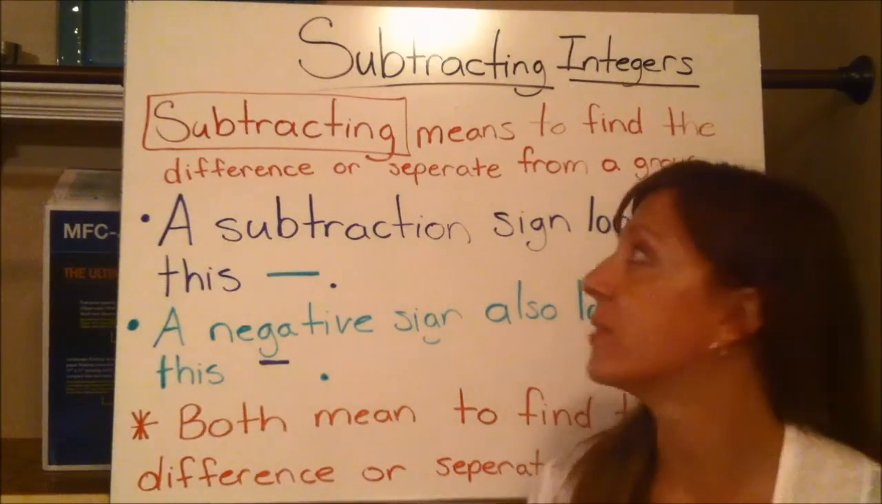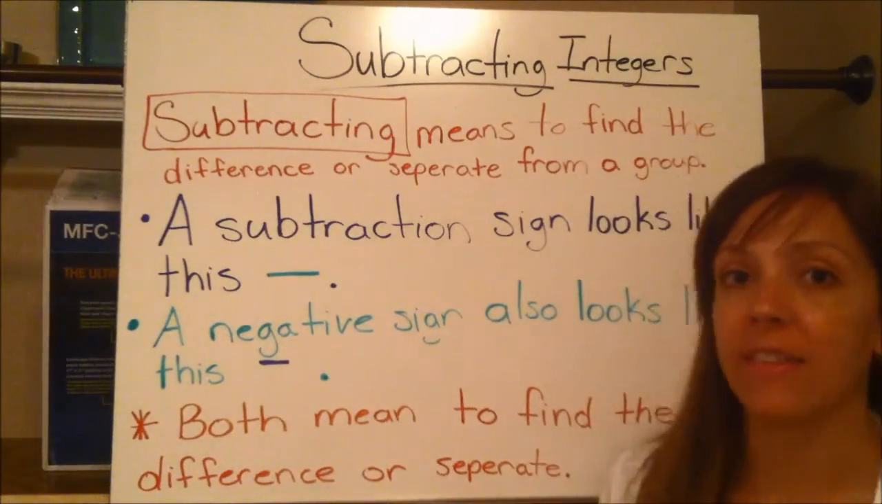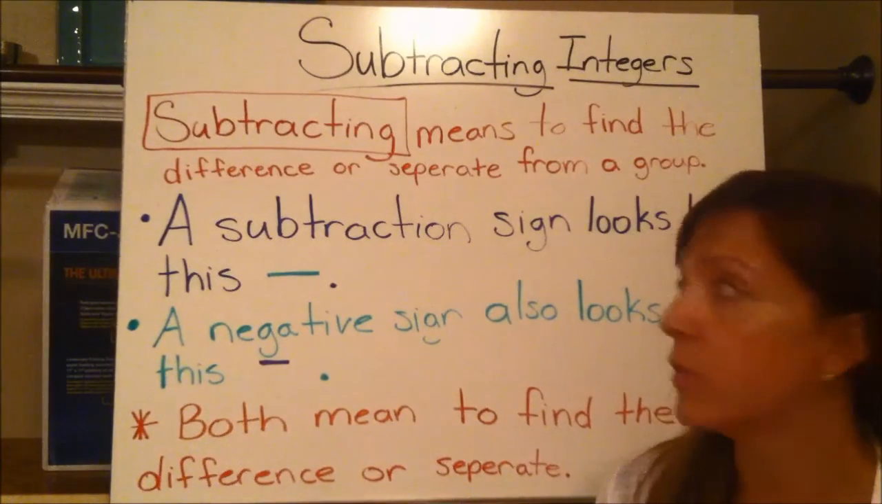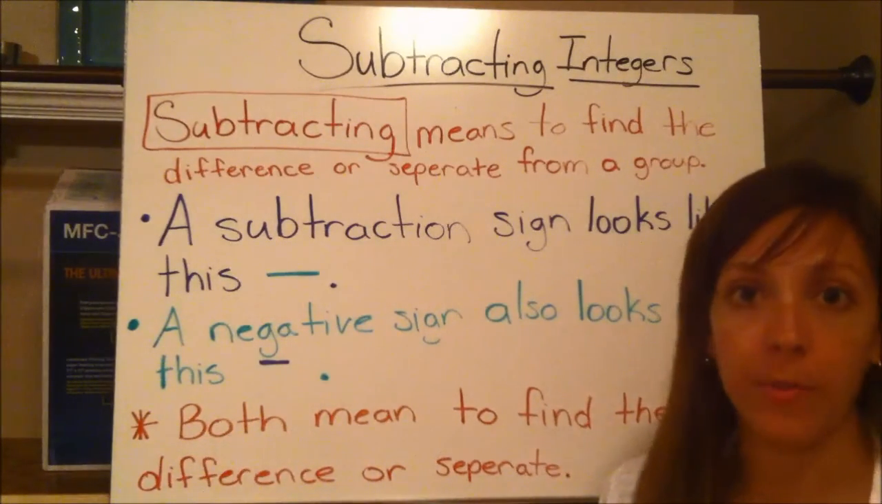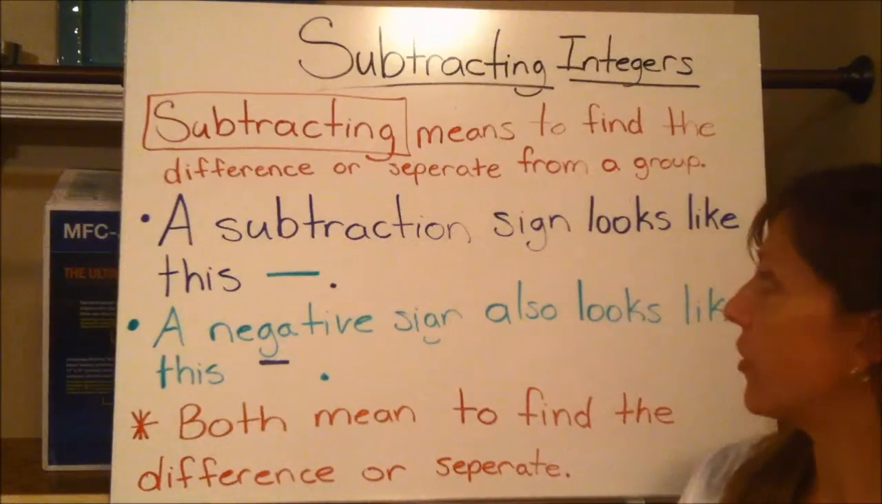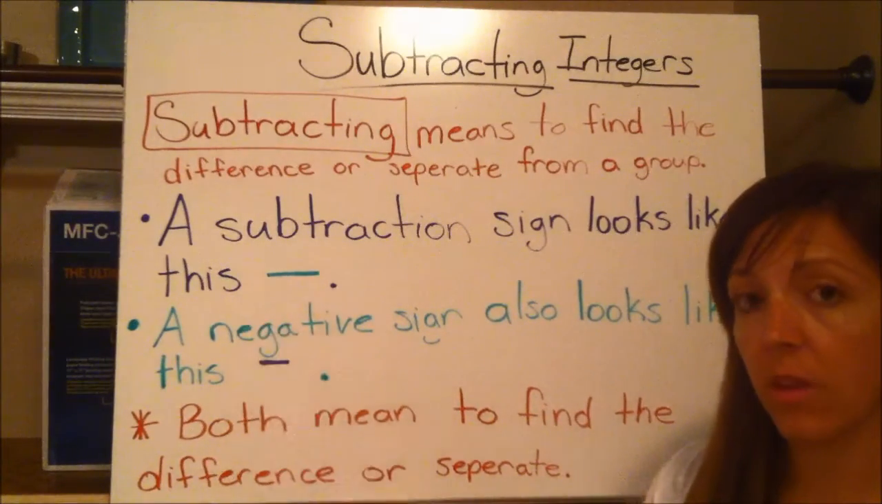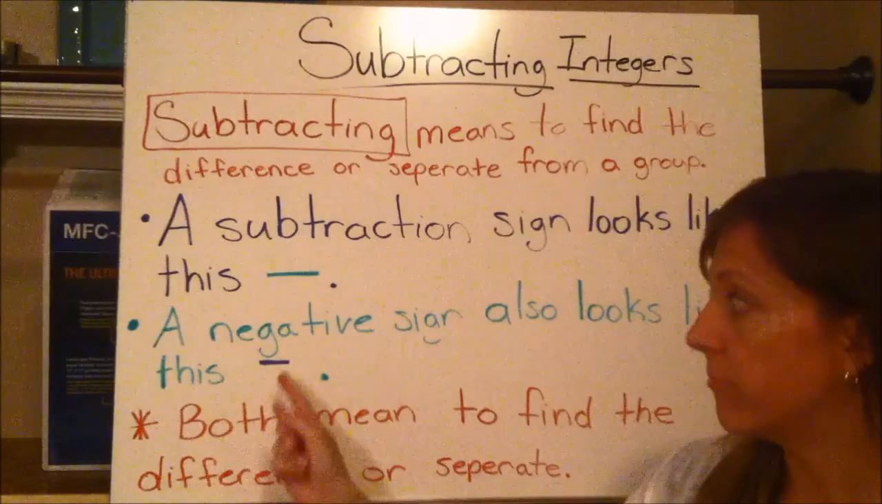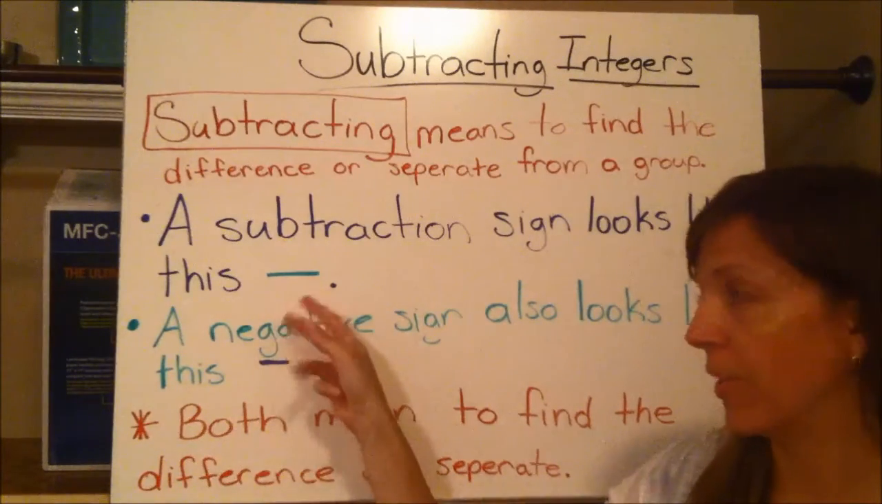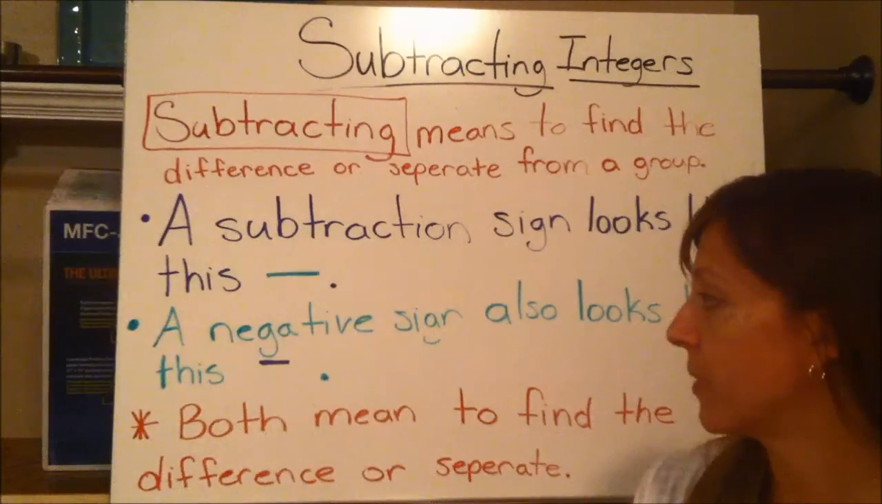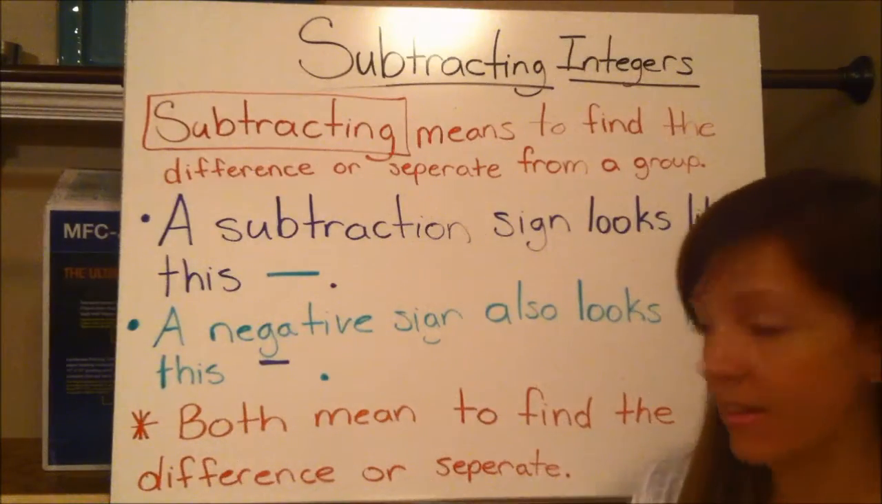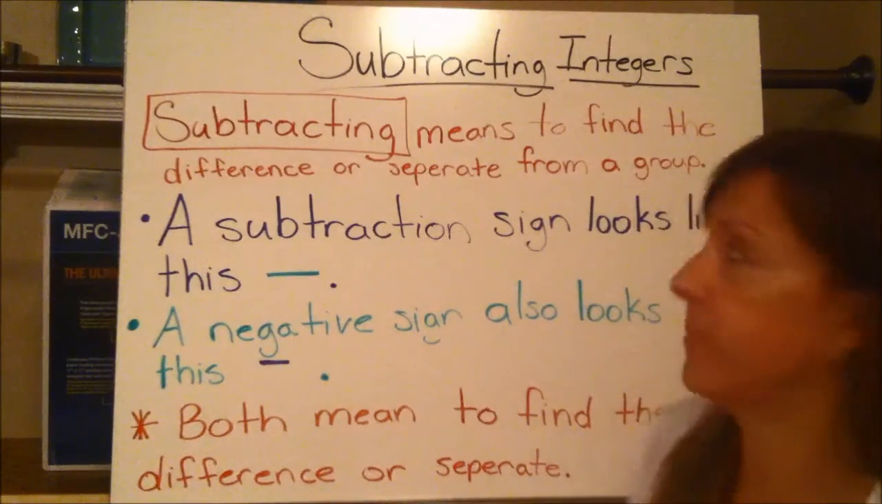Subtracting integers. Subtracting means to find a difference or separate from a group. A subtraction sign looks like this. A negative sign looks like this. Both extremely similar. Both mean to find the difference or to separate.